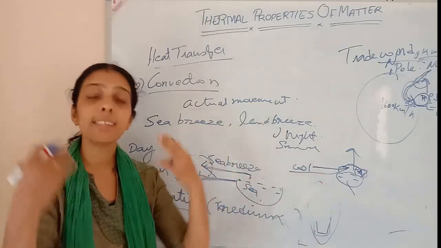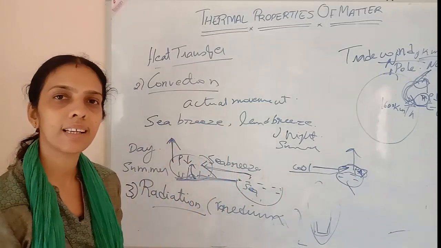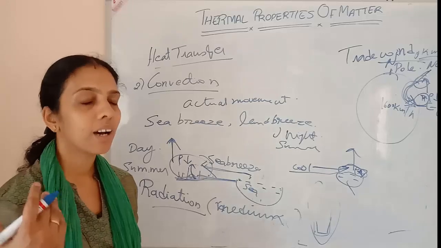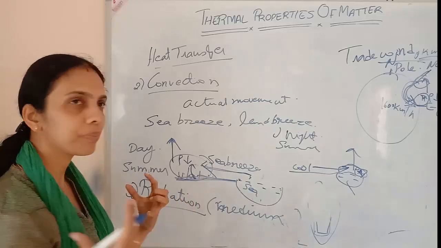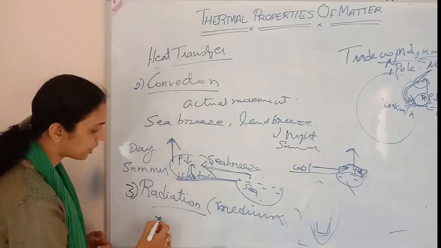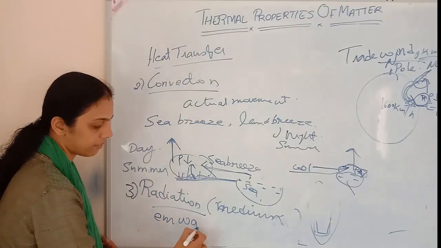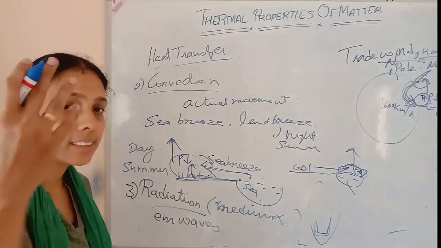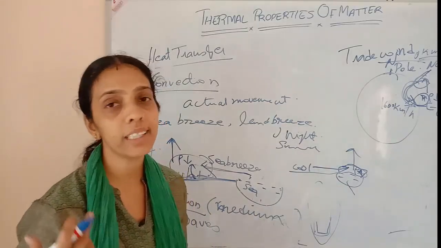Okay, take the sun's heat energy. How are we getting the sun's heat energy? It is because of the heat energy due to radiation. The sun gives radiation as electromagnetic waves. We are getting the sun's heat energy as electromagnetic waves.